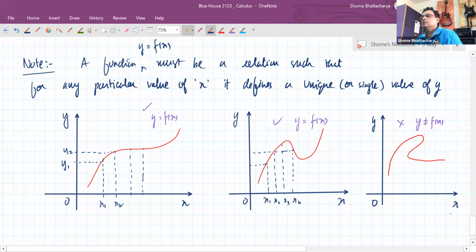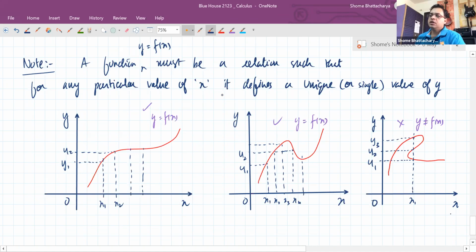So in this case, the value of y2, the way I've written it, is getting repeated. But that's not the point. The important thing is when we look at a particular value of x, it is giving us a particular value of y. But in this example, a particular value of x, let's say x1, is giving us three possible values of y: y1, y2, and y3. Now, this kind of relation is not allowed for the definition of a function.